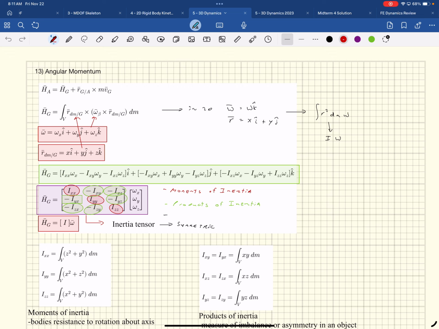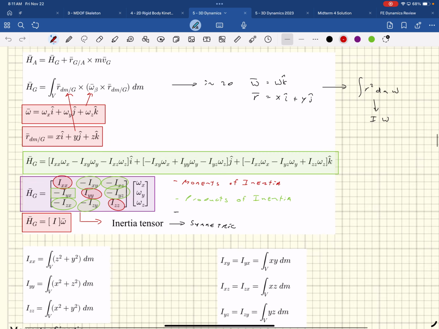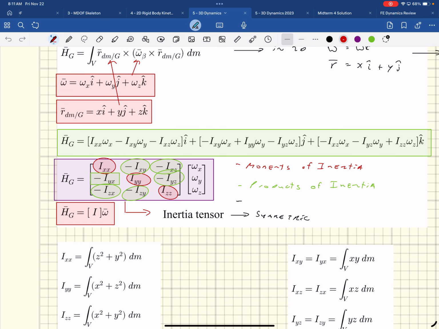So then in 2D, this H_G, right? It was the integral of R dm as seen from G crossed with omega crossed with R dm as seen from G, dm, right? In 2D, omega was just in the k direction, R was in the x and the y, which then led to this momentum just being I times omega. R squared dm is the moment of inertia, right? But when the direction is in the x, y, and z direction, and your rotations are in the x, y, z direction, this thing blows up, and it becomes what we see right there. And then you can write this thing in matrix notation, okay? And that's the matrix notation of that inertia tensor, right?